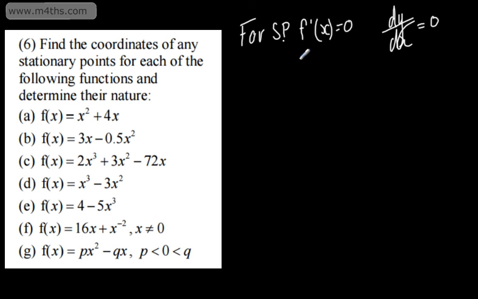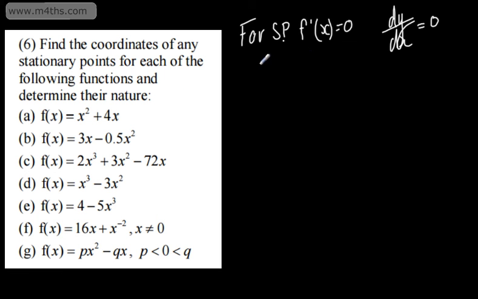In question 6, we're asked to find the coordinates of any stationary points for each of the following functions and determine their nature. So in A, we've got f(x) = x² + 4x. This is a quadratic equation. With a quadratic, we can either use differentiation or we can complete the square. As this unit's on differentiation, I'm going to simply use that method. So in all questions, I'm going to put SP for stationary point, f'(x) will be equal to 0. If this was y as a function of x, we could say dy/dx would be equal to 0.